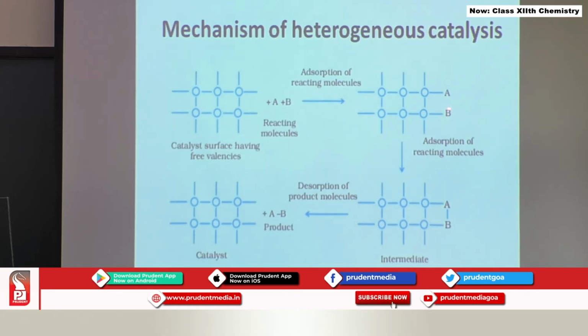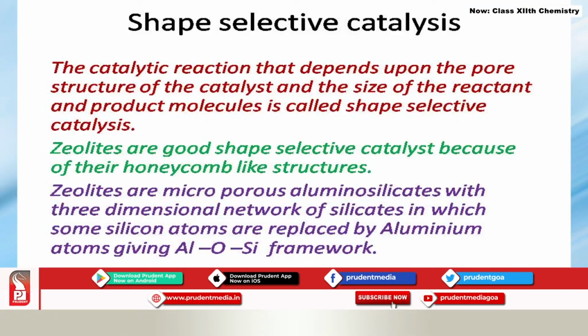Once they are adsorbed and settled on the surface of catalyst, bond formation will take place between A and B. That means reaction is taking place, and once the reaction is taking place, product will be formed and that product will get desorbed. It is going to get removed from the surface. AB is our product, and once AB is desorbed from the surface, it is going to diffuse away from the surface of the catalyst. So, this is the mechanism of heterogeneous catalysis.